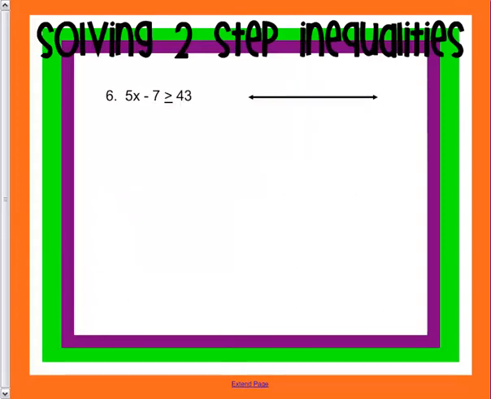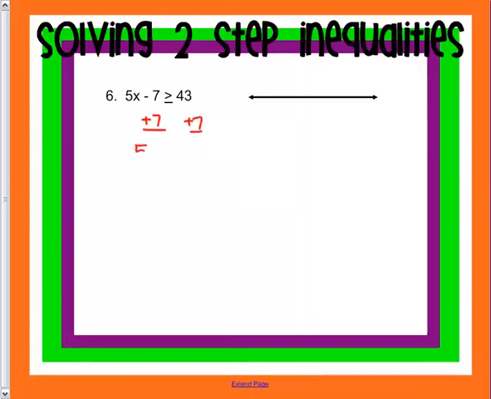Go ahead and pause the video and go for this one on your own. Remember, only flip the sign when you're multiplying or dividing by a negative. Okay, I'm going to show you how to do this one, so make sure that you have tried it on your own. Add 7 to both sides.